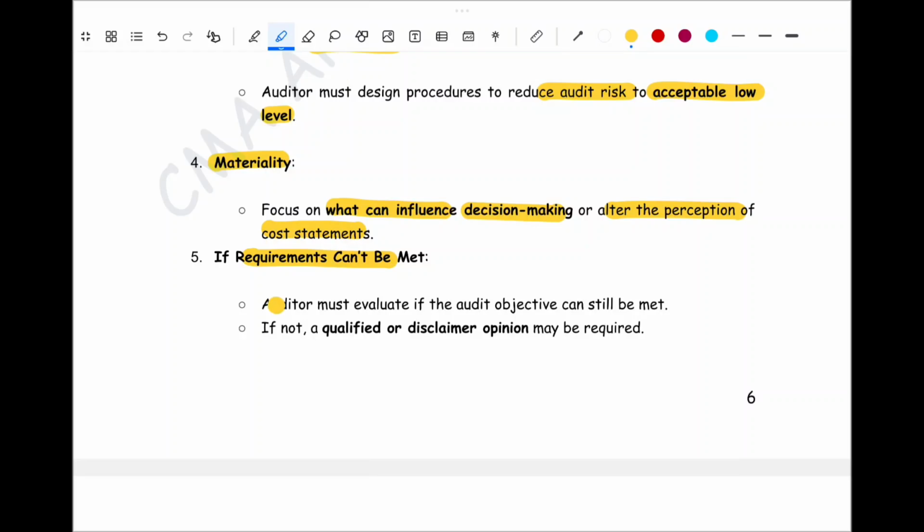The auditor must evaluate if the audit objectives can still be met. If they are still being met, that is okay. If not, then a qualified opinion or a disclaimer of opinion may be required. Then what should we do? Should we give a qualified opinion or a disclaimer of opinion? We will have to look at that, right?